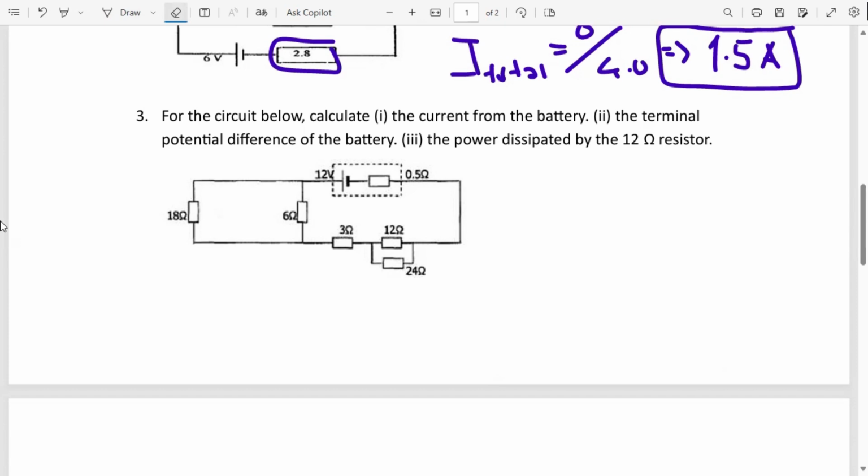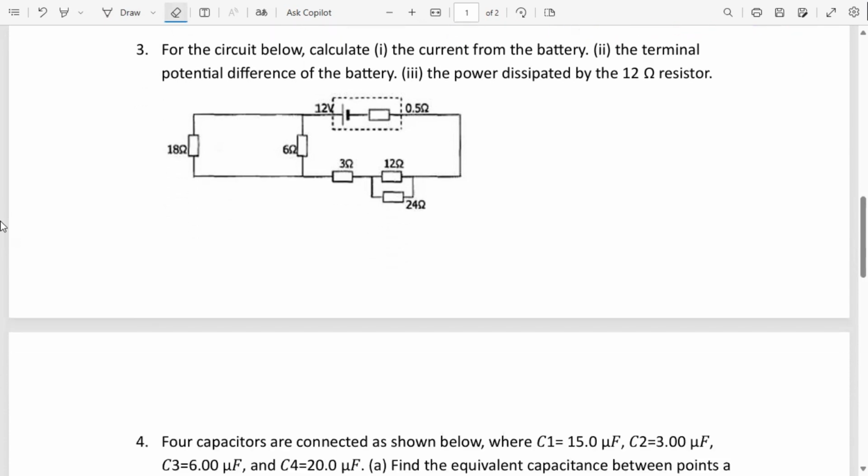Okay, so question 3 is saying: for the circuit below, calculate (1) the current from the battery, (2) the terminal potential difference of the battery, and (3) the power dissipated by the 12 ohm resistor.